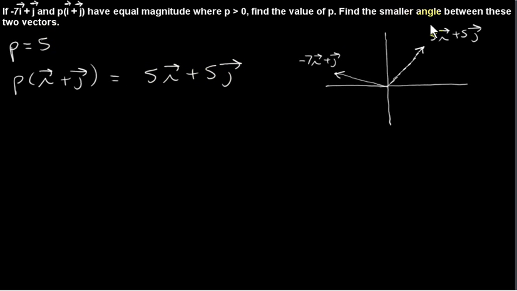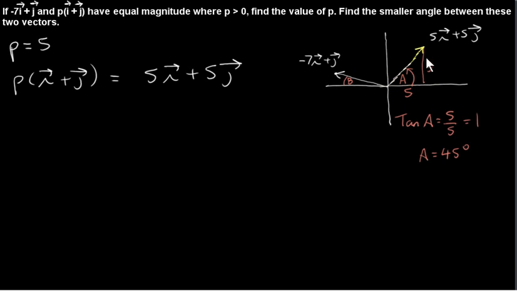Now we are interested in the smaller angle between these two vectors. So I have a sketch of the two vectors. The smaller angle between them is this angle here. The larger angle would be this one here. I will start by getting angles A and B. A would correspond to theta for this vector here, because it's measured anti-clockwise from the positive x-axis.